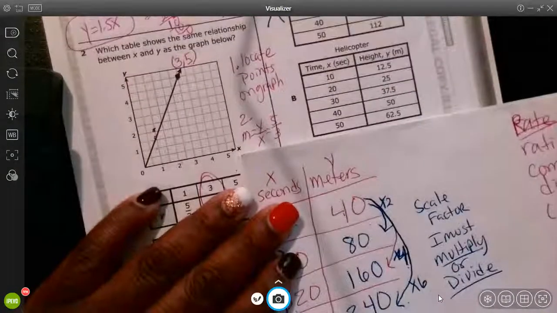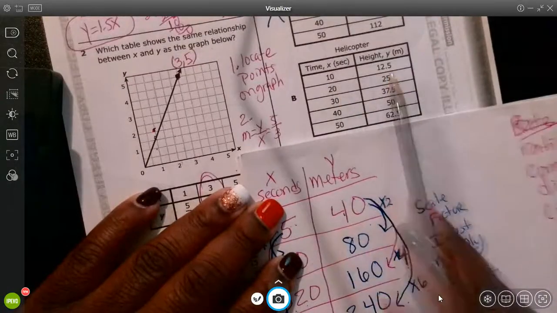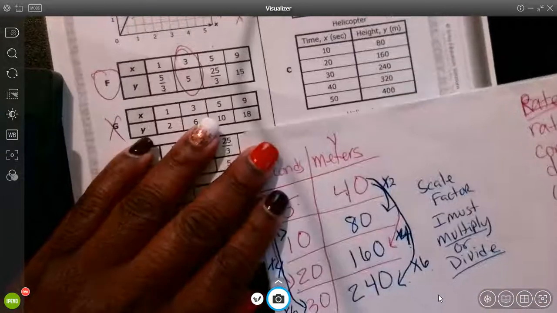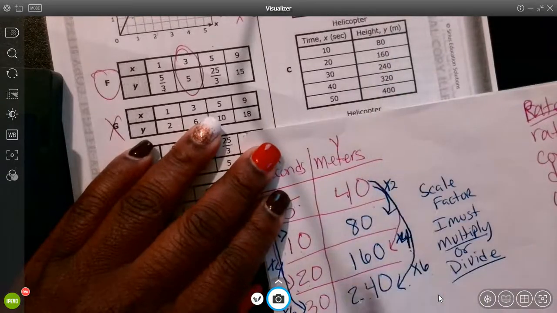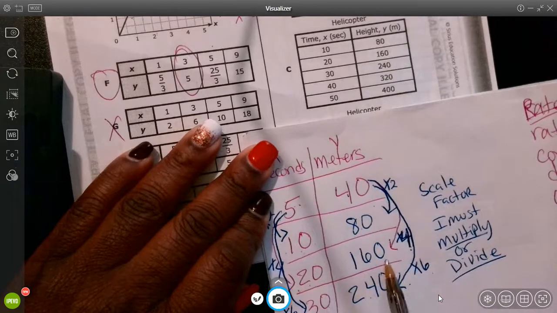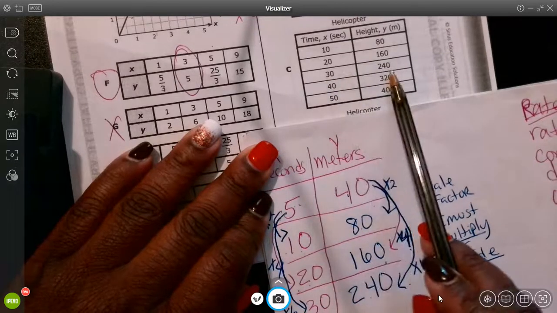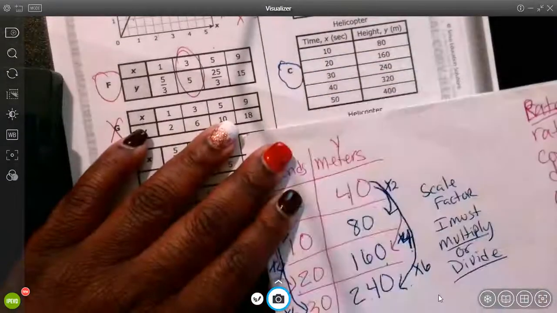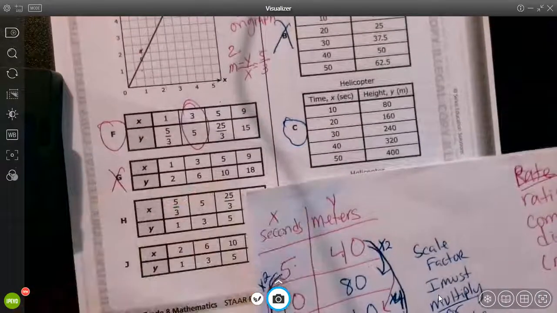Let me go to the next one. 10, 12 and 5 tenths. Nope, that's not it. Let's go to the next one. 10, 80, that's what I got. 20, 160, that's what I got. 30, 240, that's what I got. Surely, this is our graph. Now it's your turn.